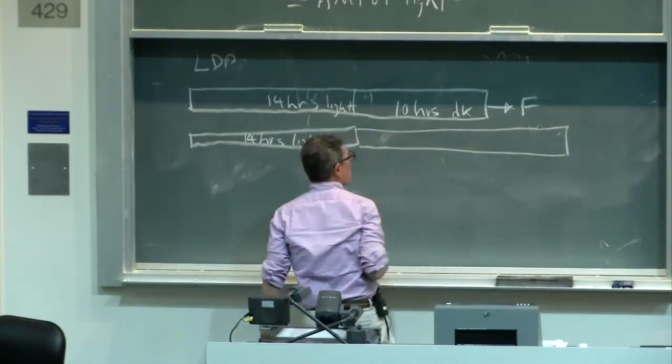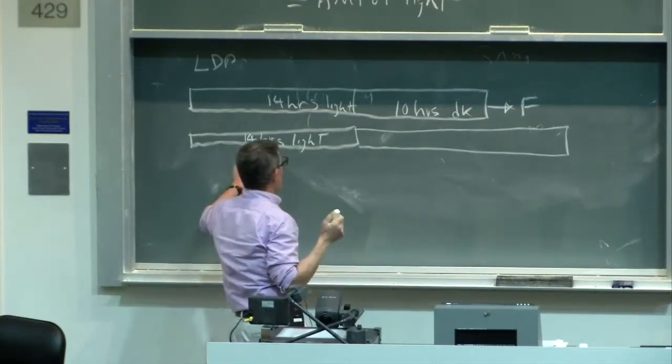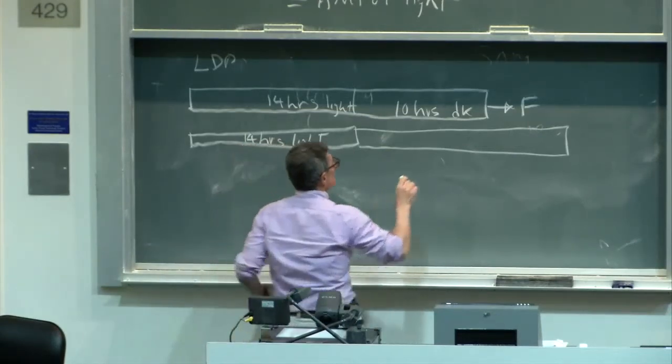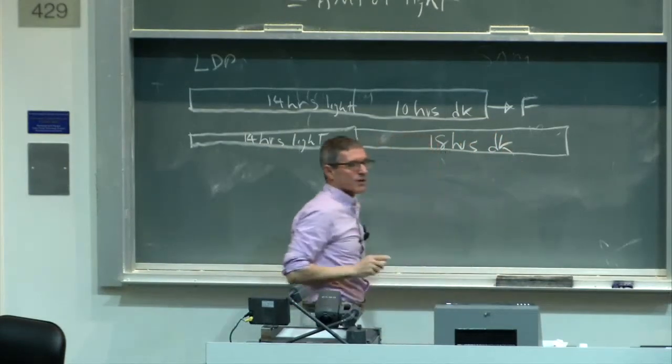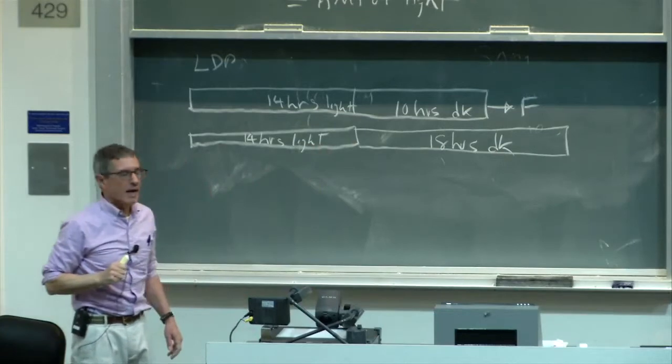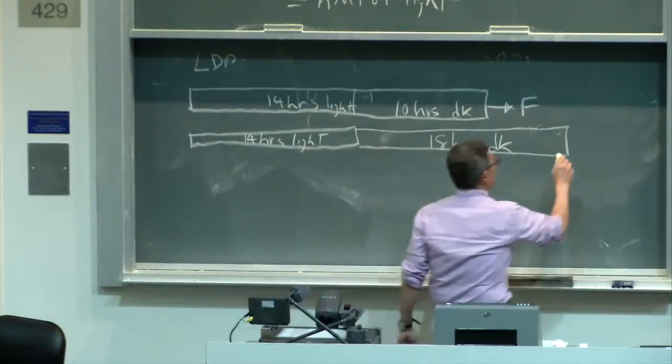They extended the dark period so that the total amount of time which they extended it was 18 hours. So they extended the dark period. And under these circumstances, what they found was that there was no flowering.